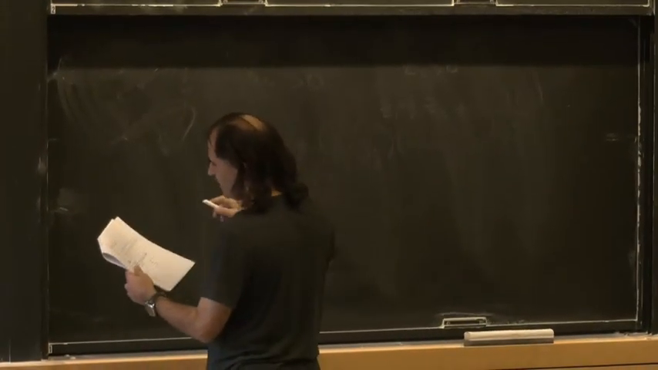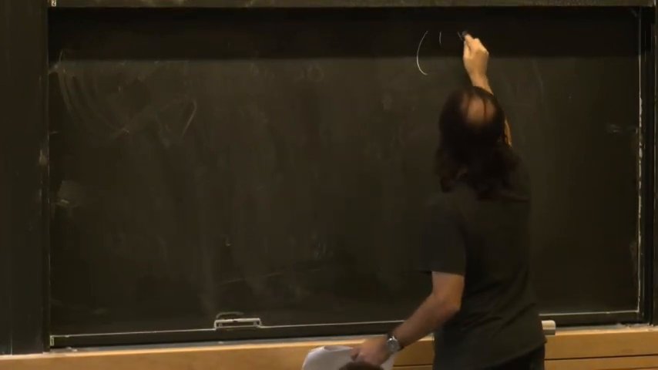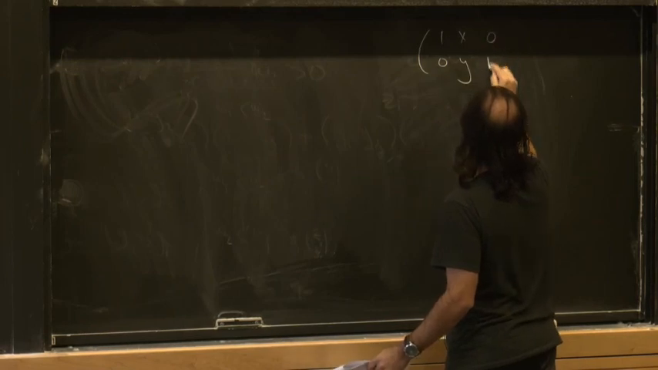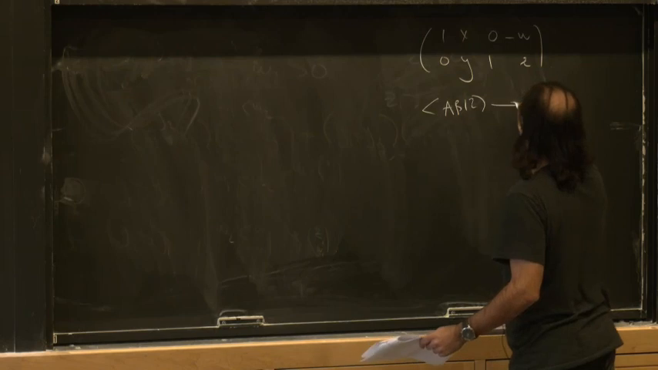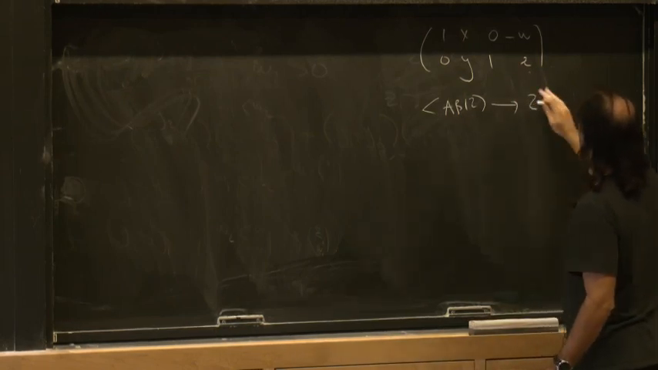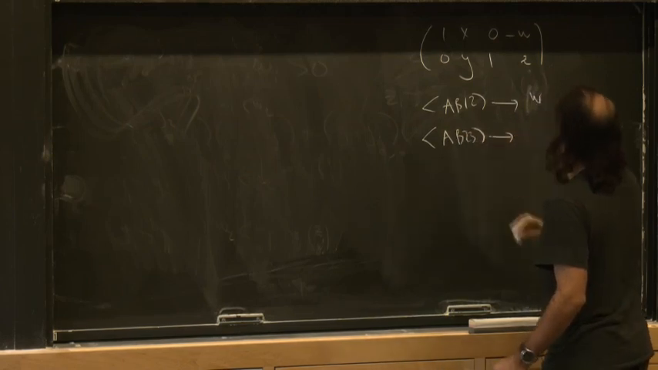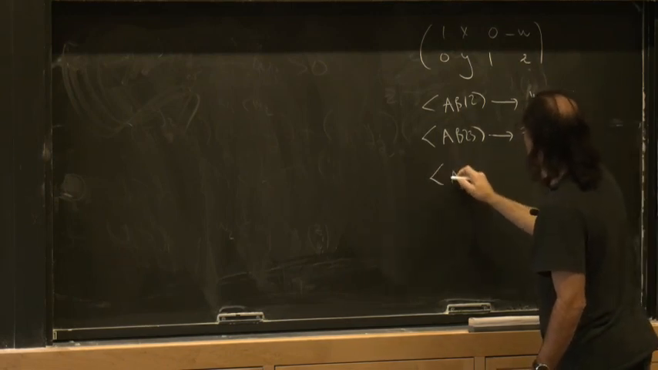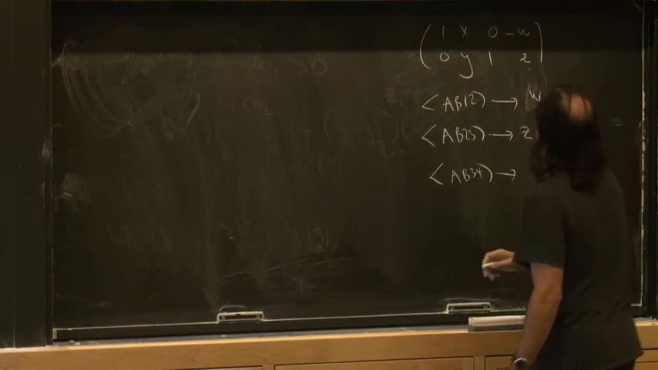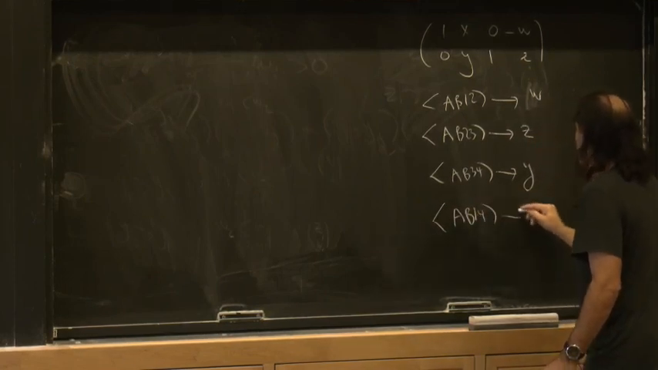Oh, I think I sort of erased it. Sorry, if I go back to this matrix, let's just remember again, AB12 is like Z is like W. AB23 is like 14 is like Z. AB34 is like 12 is Y, and AB14 is like 23 is X.